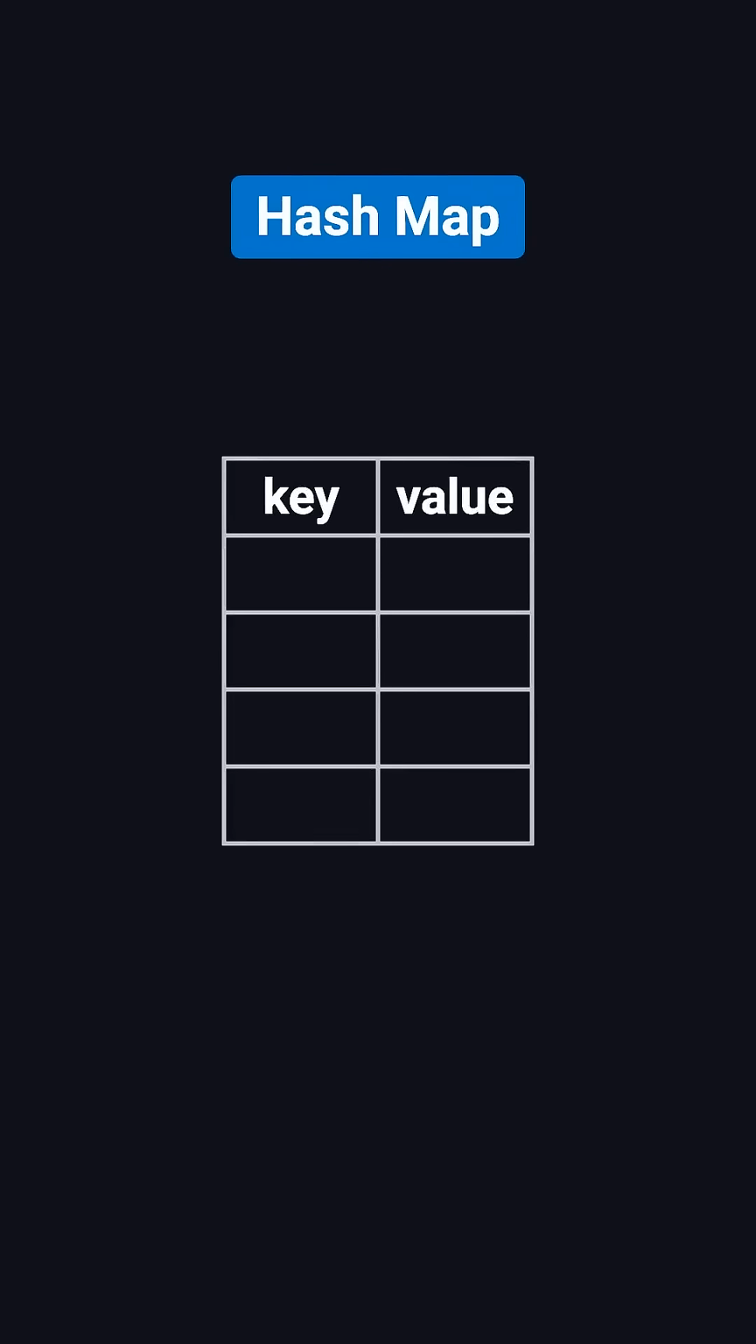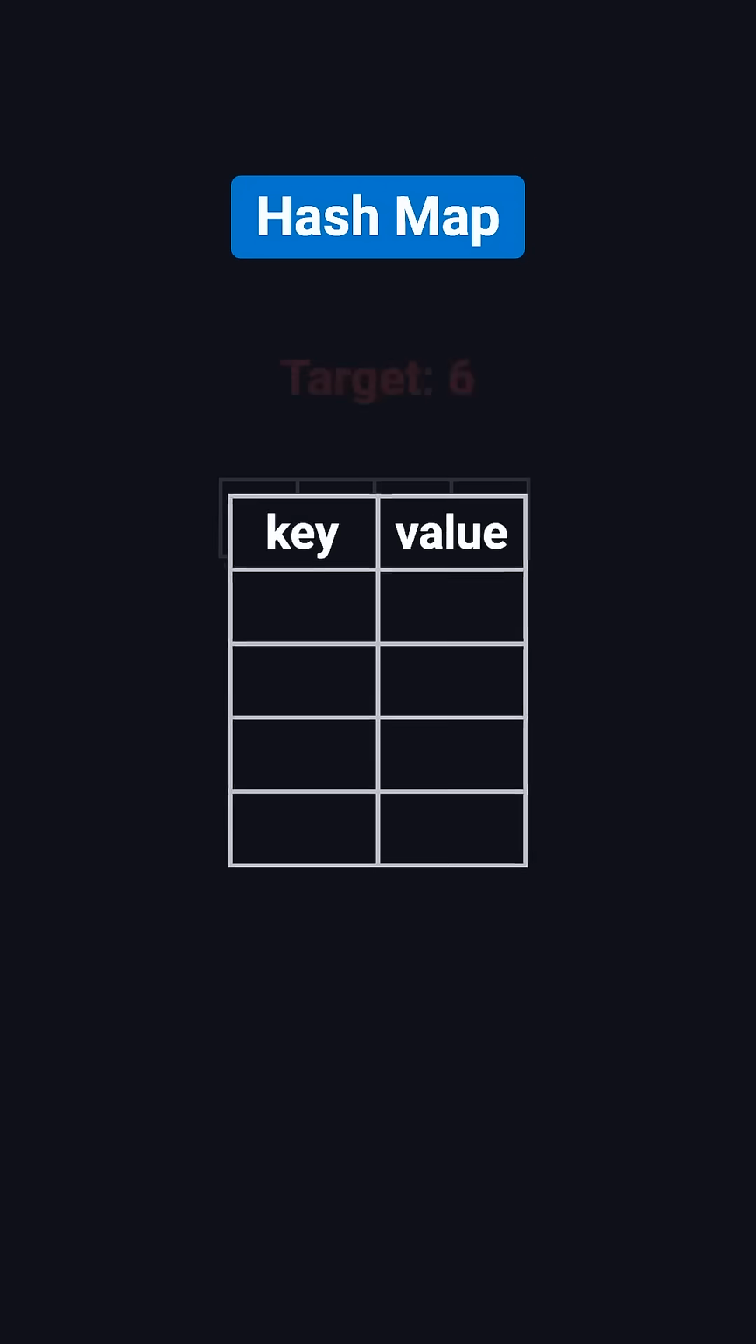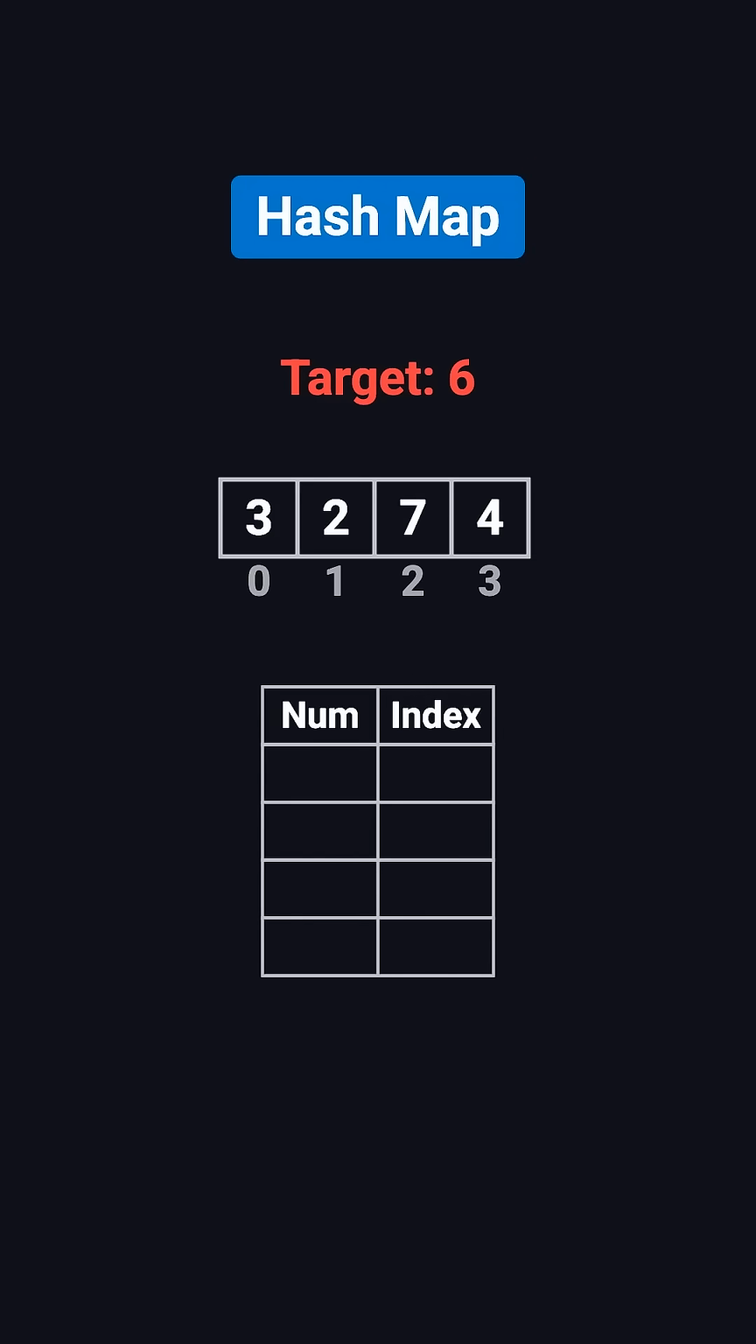This is where a hash map comes to the rescue. You can think of it as a notebook where we record each number we've seen, along with its index. Let's walk through the array [3, 2, 7, 4] with target 6. First, we see 3. To make the sum 6, we'd need another 3. The notebook is empty, so we write down 3, together with its index 0.